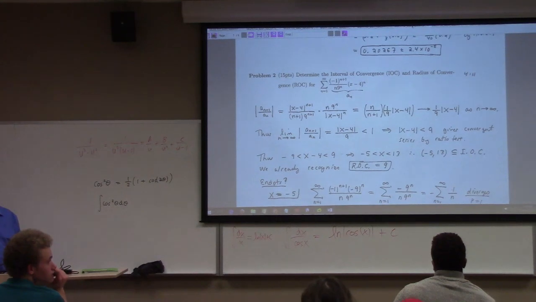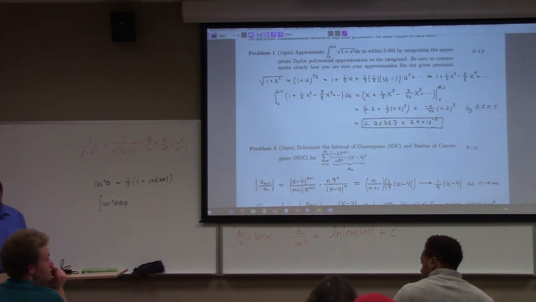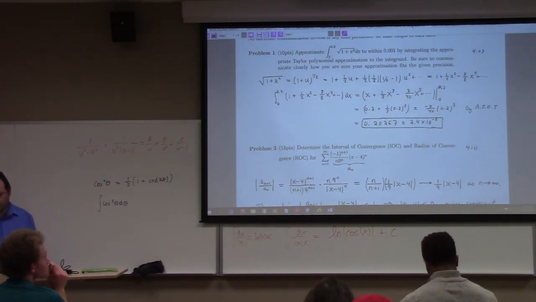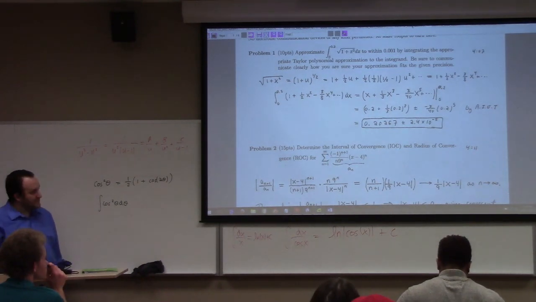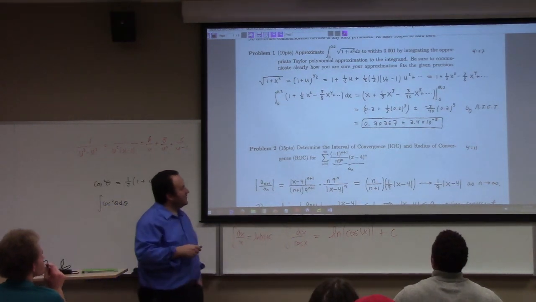Sorry. Yeah, go for it. When you integrate 1/2 x squared, doesn't it go to 1/6 x cubed? Uh-oh, you're right. Oh, no.